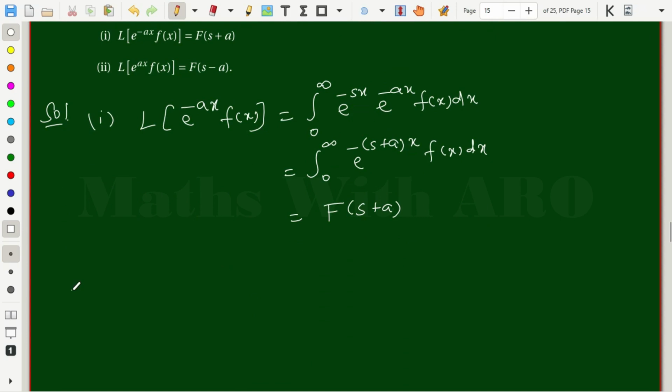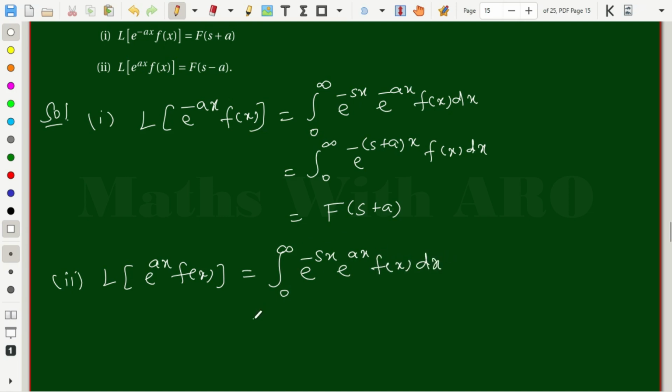Okay, second result, just a simple same proof in terms of minus and plus ல மட்டும் தான் changes இருக்க போகுது. Laplace of e power ax into f of x. Okay, this is equal to, we are going to apply the definition. Integral 0 to infinity e power minus sx e power ax into f of x dx அப்படின்னு கிடைச்சிடும்.